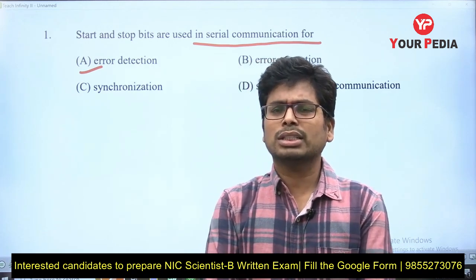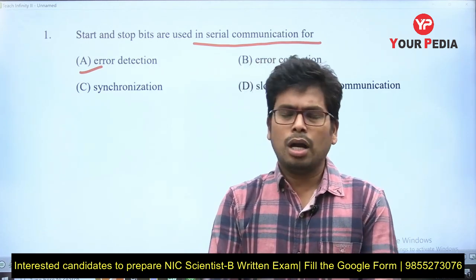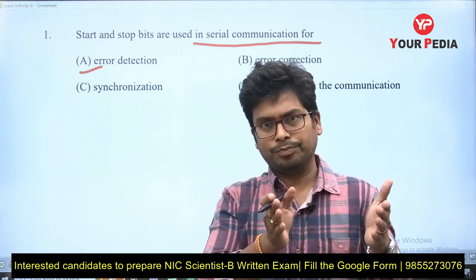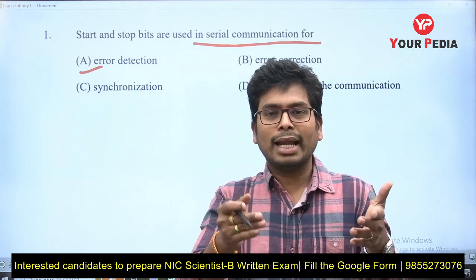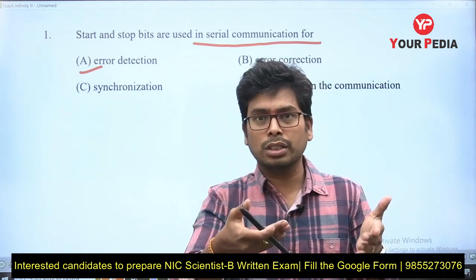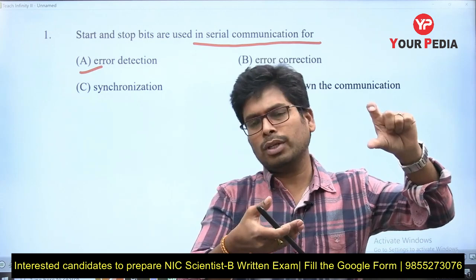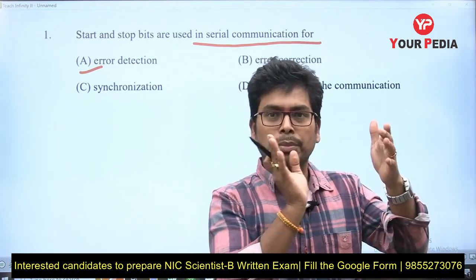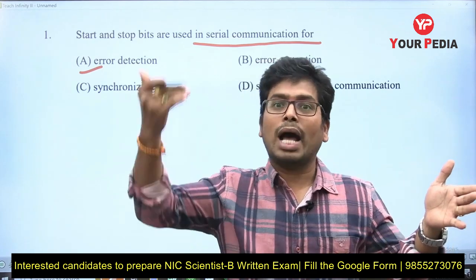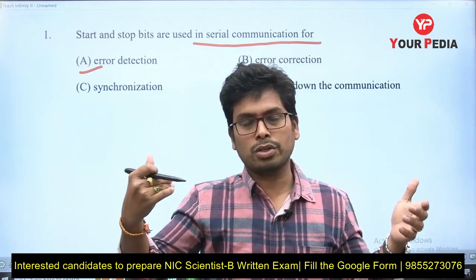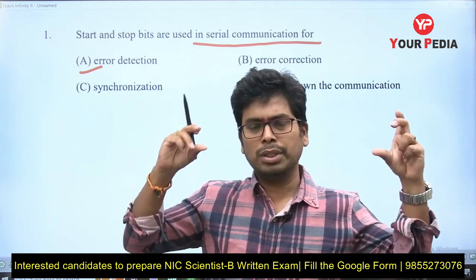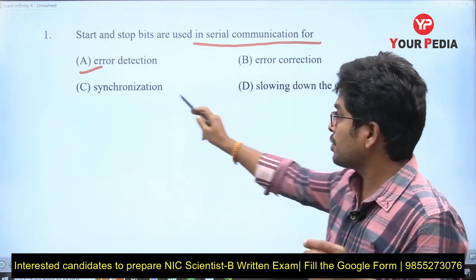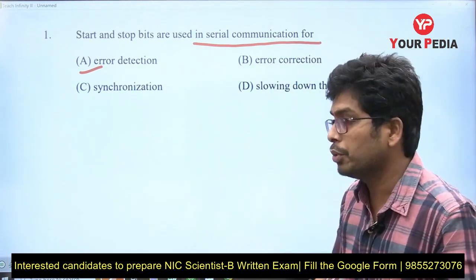Why are we using start and stop bits for serial communication? While communicating we are transferring some data along the path. To say that this is the start of the communication, we can represent one bit, either 0 or 1, depending on the system representation. After the data transfer is complete, we use another bit saying this is the end of the communication. The options here are error detection, error correction, synchronization, and slowing down the communication.